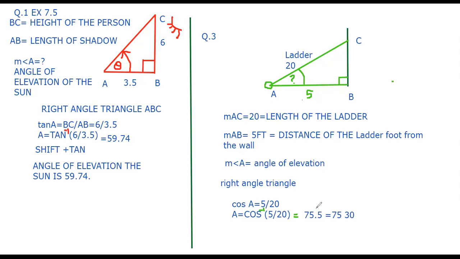So altogether it was 75 degrees. This is the degree sign. And in case you want to write it in degree minutes, you need to write it like this. So the angle of elevation will be 75 degrees and 30 minutes. So I have completely solved question number 3 for you. I hope that you have understood.